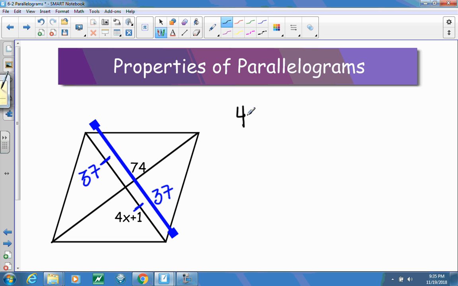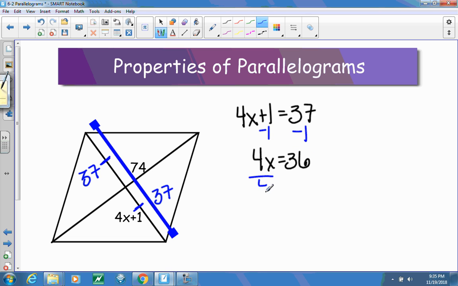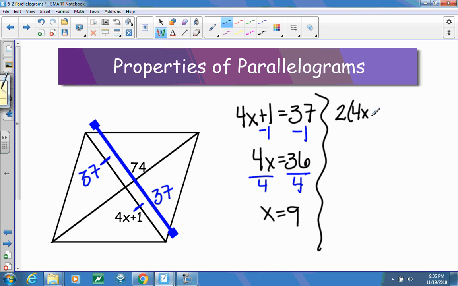So I could go ahead and say that 4x plus 1 is equal to 37, and subtract 1 from both sides. 4x is equal to 36. Divide by 4, and I'm left with x is equal to 9. Another option that you could do is double your 4x plus 1 and set that equal to 74. And if we do that, we'll get the same thing.